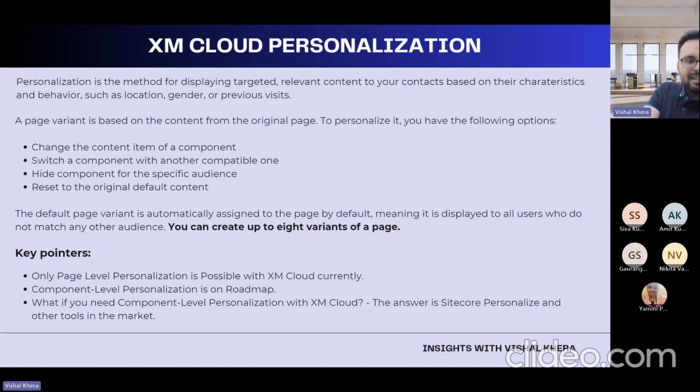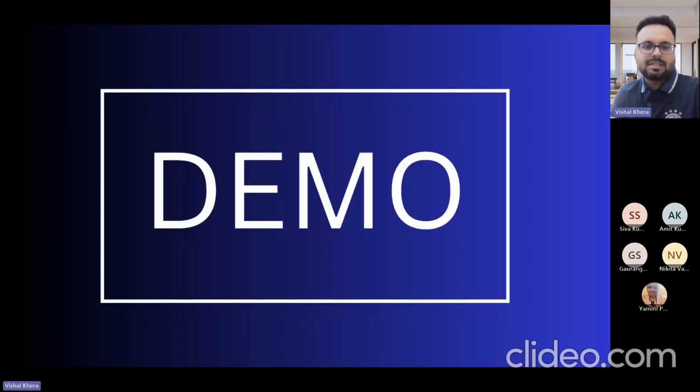Then we have some key pointers: only page level personalization is possible with XM Cloud currently, and component level is still a roadmap item with Sitecore. So maybe we'll see component level personalization with XM Cloud soon. If you need component level personalization with XM Cloud, then we can do that, but we need to use some composable product like Sitecore Personalize or other tools available in the market. Okay, so this is the basic overview of the concepts I mentioned in today's agenda. Let's move to the demo.